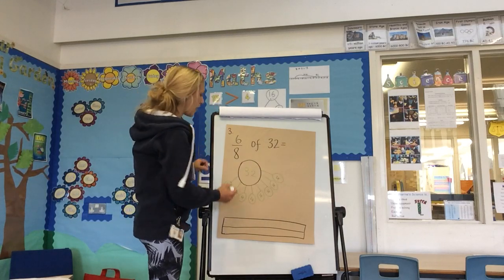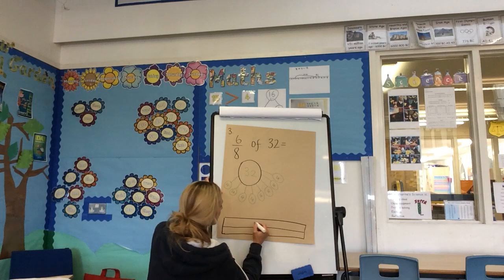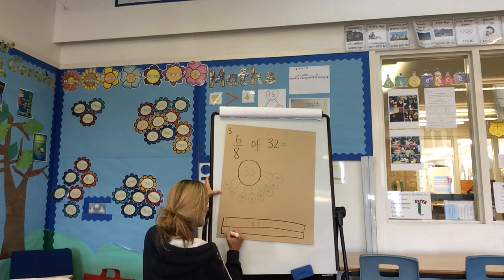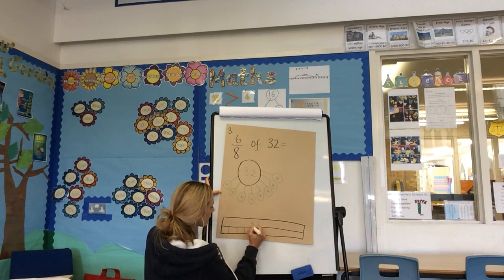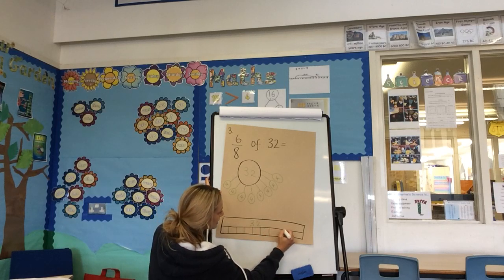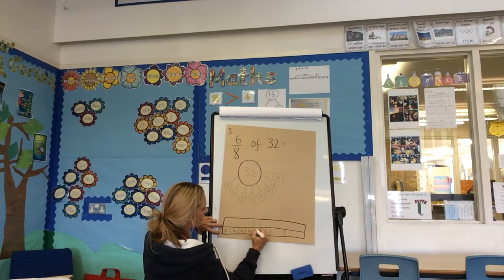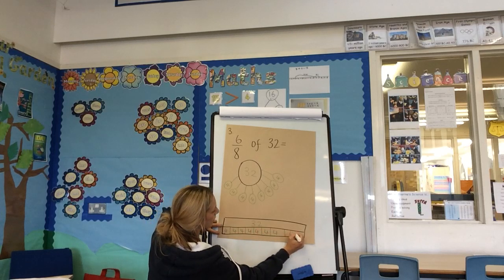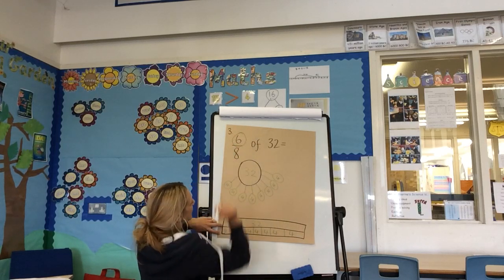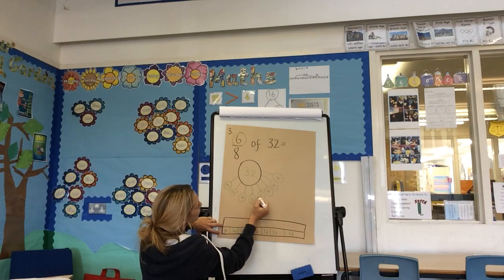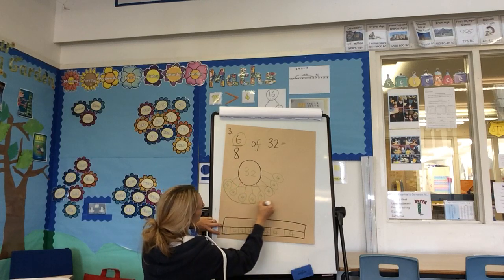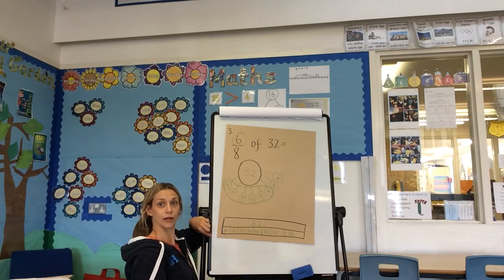So I've got 8 lots of 4. In my bar model, I would write 32. I split this 8 times: 1, 2, 3, 4, 5, 6, 7, 8. 4 in each part. There we go. I'm going to find 6 8ths: 1, 2, 3, 4, 5, 6. Now 4 add 4 add 4 add 4 add 4 add 4.